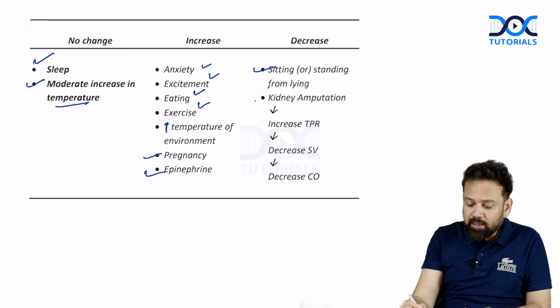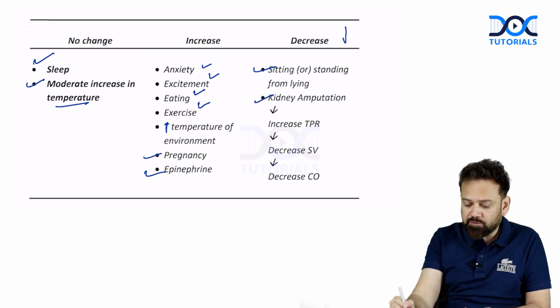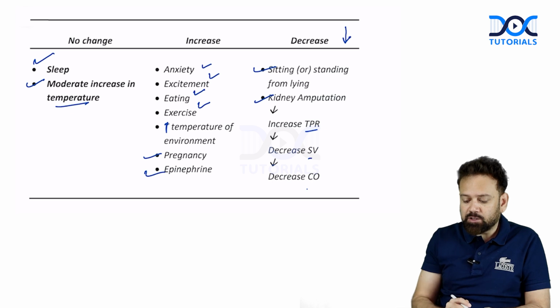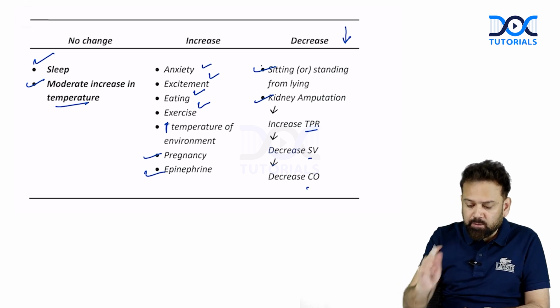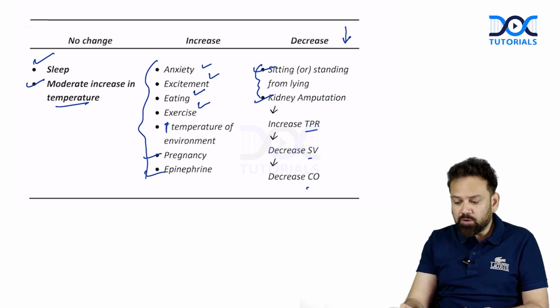blood in the legs. And kidney amputation. Kidney amputation, it will decrease because of increase in TPR will cause decrease in cardiac output. So please at least remember these examples from Ganong. Sometimes they can ask you from this table.